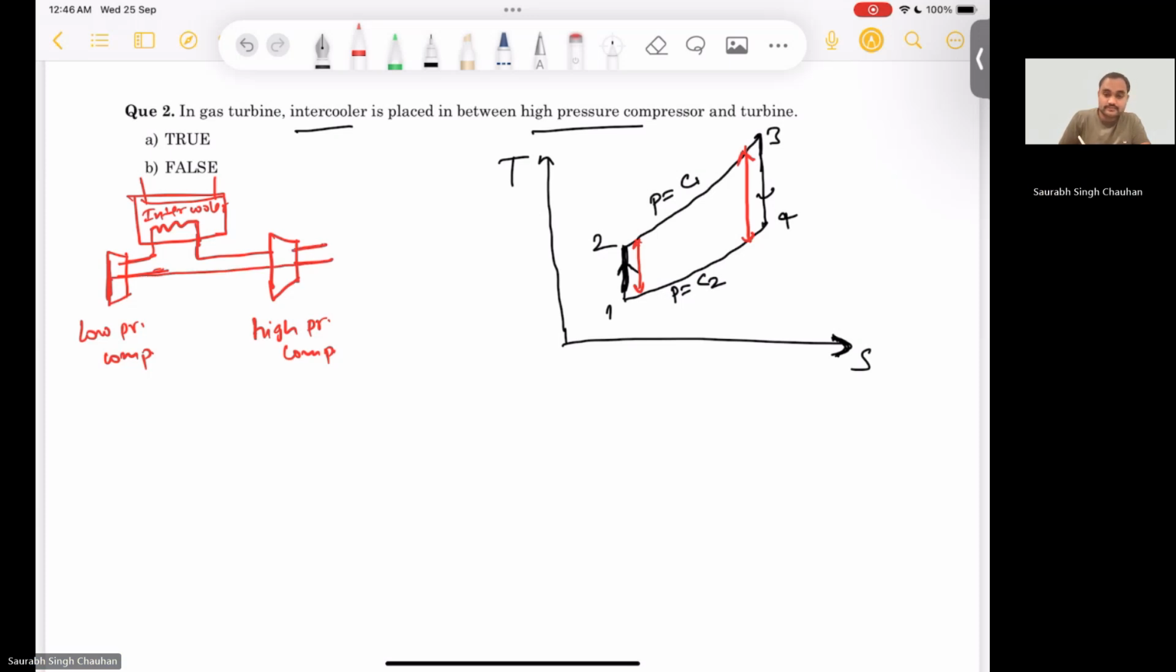Then this compressed air will be passed through the combustion chamber, where the fuel will be burnt. Then you will have the turbine. So the intercooler is basically placed between the low pressure compressor and high pressure compressor. And the purpose of the intercooler is to reduce the compressor work.